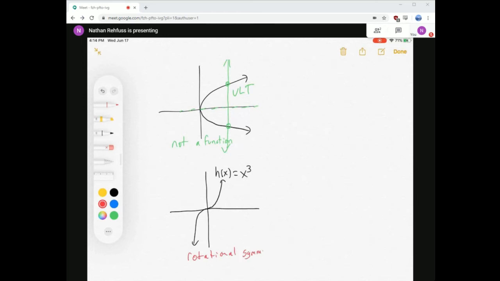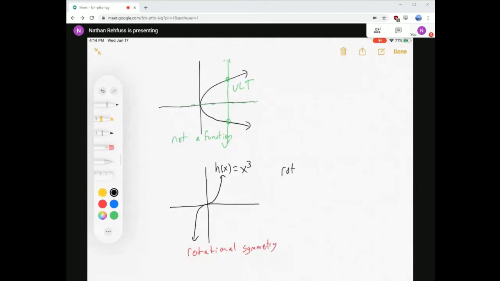And the way I could test for it is if I rotate 180 degrees, I should get the same graph. I should get the same function. Well, how do we do that? Rotate 180 degrees. That'd be h of negative x for the horizontal flip, and then I also have to do a vertical flip. So I'd be saying negative h of negative x equals h of x.